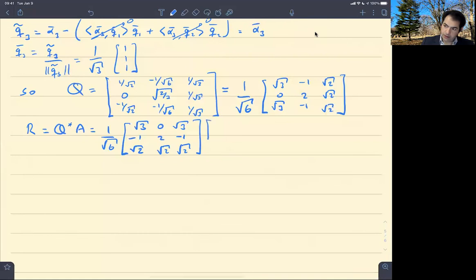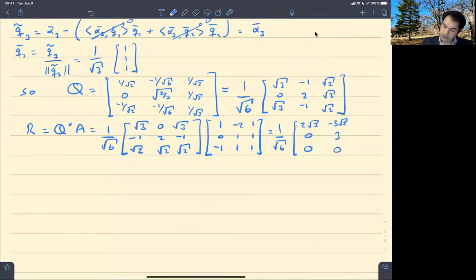Right, and then the original matrix A, which had columns 1, 0, minus 1, minus 2, 1, 1, and 1, 1, 1. And if you write that out, you get 1 over square root of 6, 2 times square root of 3, 0, 0, minus 3 square root of 3, 3, 0, and then 0, 0, 3 times square root of 2. And we notice that that is indeed upper triangular.